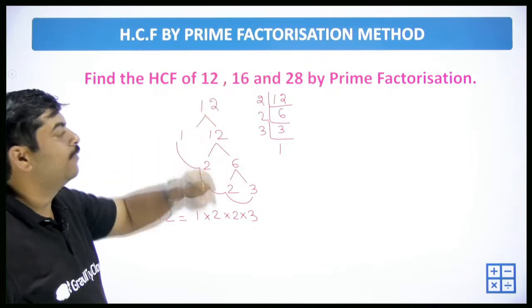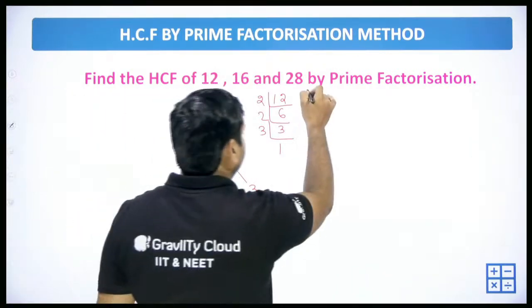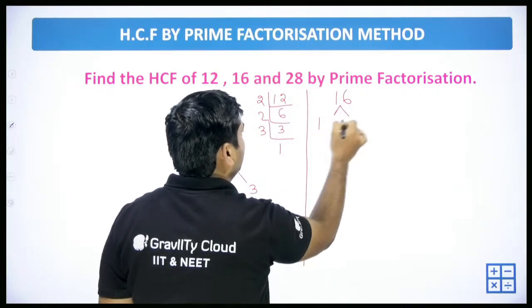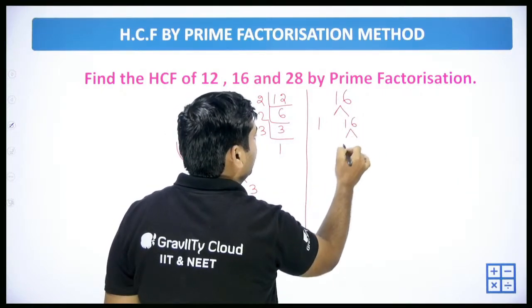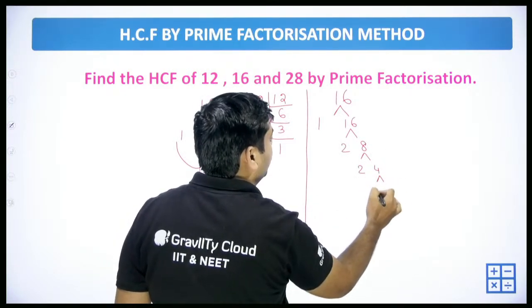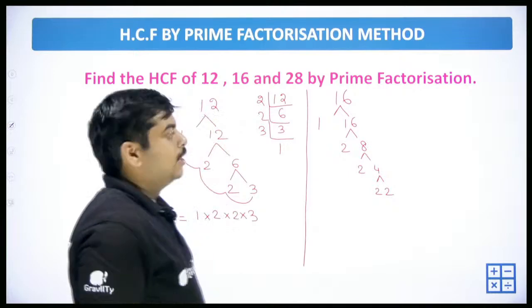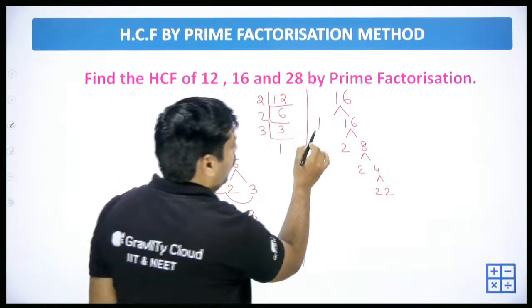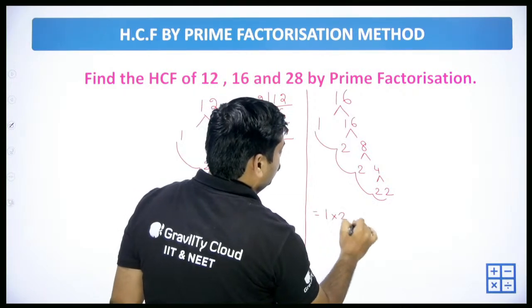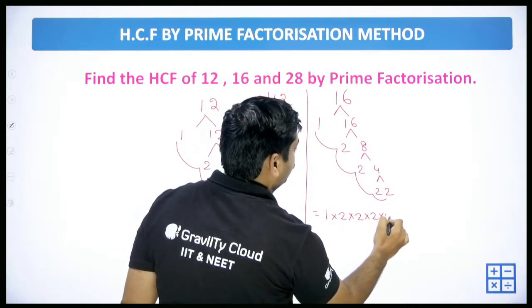The next one we are going to discuss is 16. If we write the factor tree, we can write it as 1 into 16. That 16 can be written as 2 into 8, 8 can be written as 2 into 4, and 4 can be written as 2 into 2. So we can write 16 as 1 into 2 into 2 into 2 into 2.